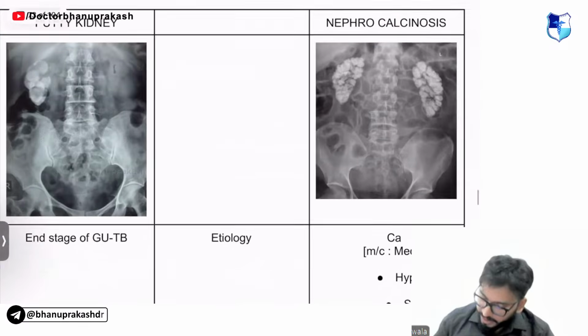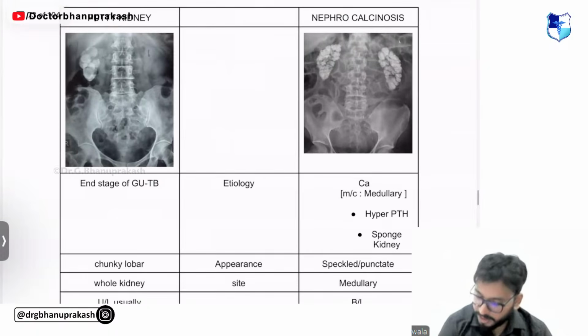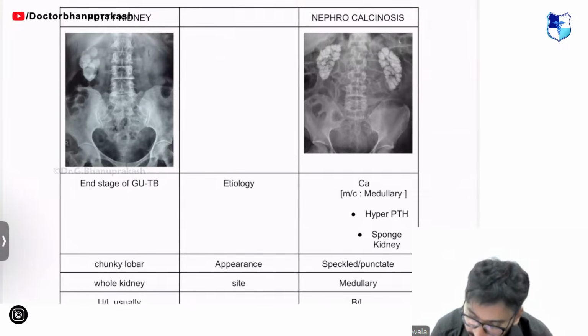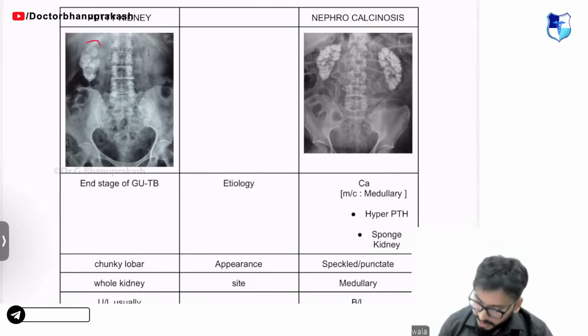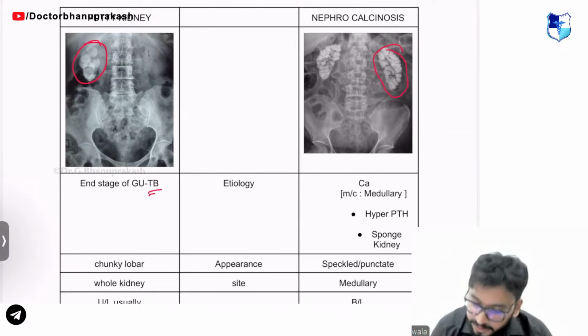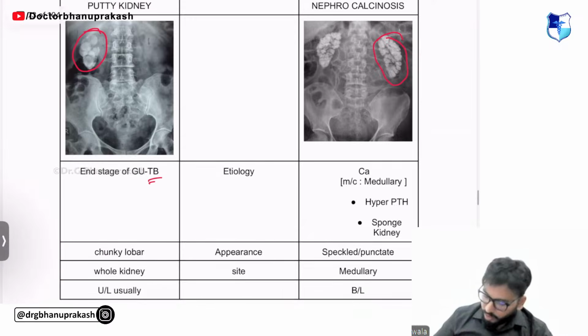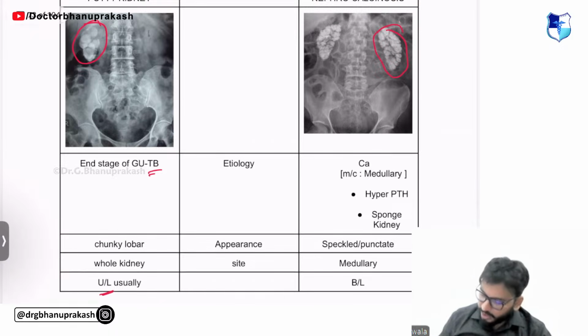Putty kidney. Guys, this is important, please pay attention. Putty kidney was a question, and this image itself was given. Can you see this chunky lobar calcification? This is the end stage of genitourinary TB. Nephrocalcinosis is calcium deposits in the kidney, especially in the medulla.